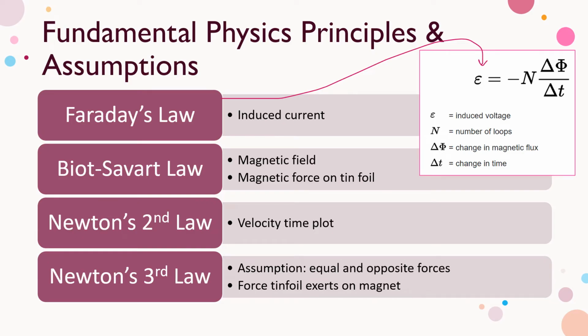The first fundamental concept we need to know is Faraday's law, which is seen here. Using this law, we can use the change in magnetic flux to predict the current induced on the tube. Next, we have Biot-Savart law, which we can use to find the magnetic field that the bar magnet exerts on the foil tube, and also calculate the magnetic force on the tin foil. Finally, using Newton's second law, we can make a velocity time graph of the magnet and use Newton's third law to make assumptions about the force the tin foil exerts on the magnet from action-reaction forces.